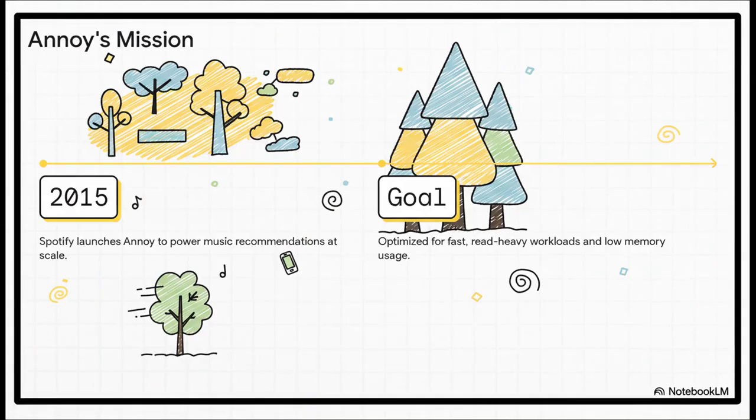So let's hop in a time machine and go back to 2015. Spotify had this huge problem. They needed a way to suggest the perfect next song for millions and millions of users, and they needed to do it instantly. So they needed something ridiculously fast, but also something that wouldn't eat up a ton of memory. I mean, at their scale, every single megabyte counts. And that was the mission that created Annoy.